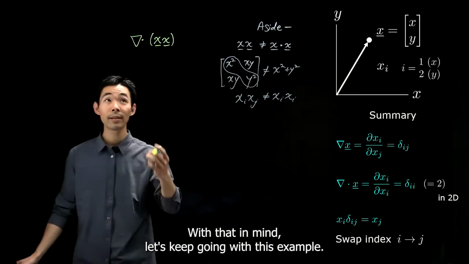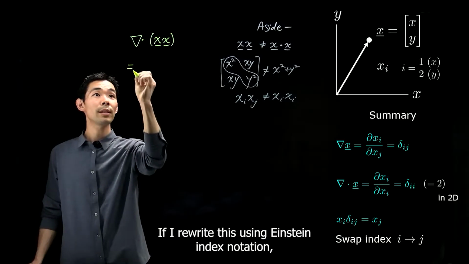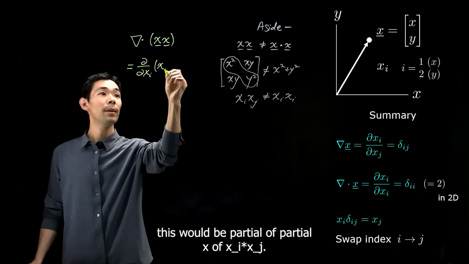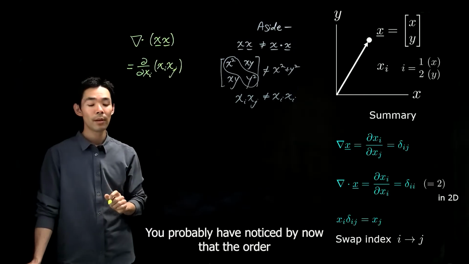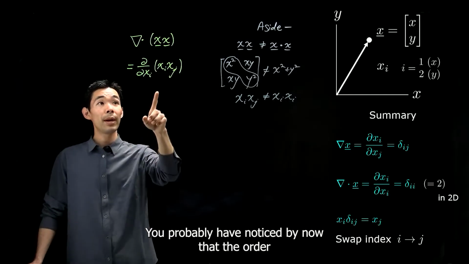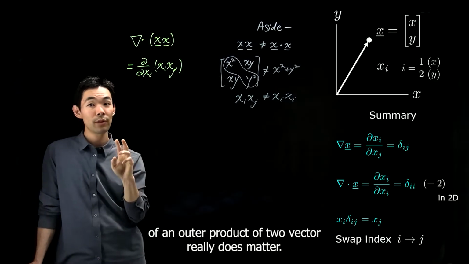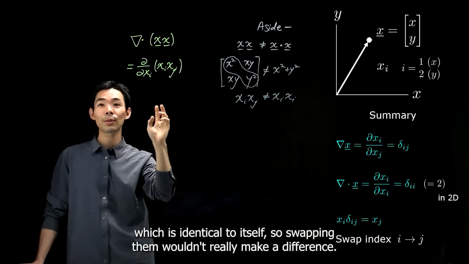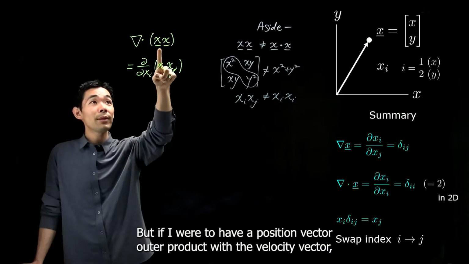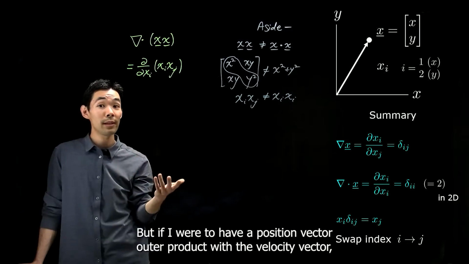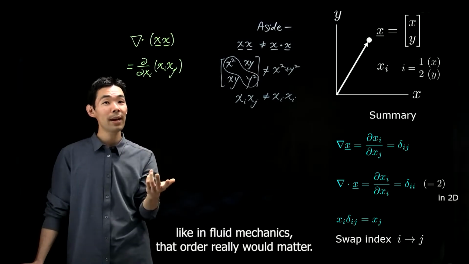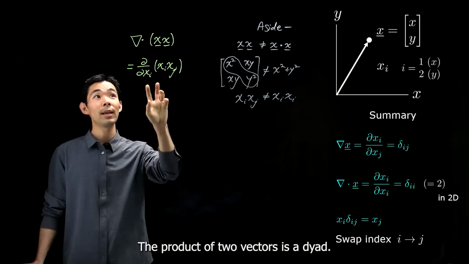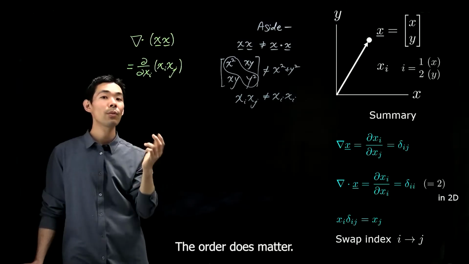Okay? So with that in mind, let's keep going with this example. If I rewrite this using Einstein index notation, this would be partial of partial x_i of x_i times x_j. So you probably have noticed by now, but the order of an outer product of two vectors really does matter. In this particular case, we just have a position vector which is identical to itself, so swapping them wouldn't really make a difference. But if I were to have a position vector, outer product with a velocity vector, like in fluid mechanics, the order really would matter. So if the velocity were to come here first, the gradient would apply in a different way. So for the product of two vectors as a dyad, the order does matter.